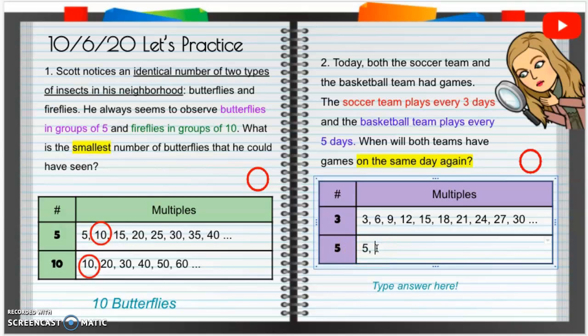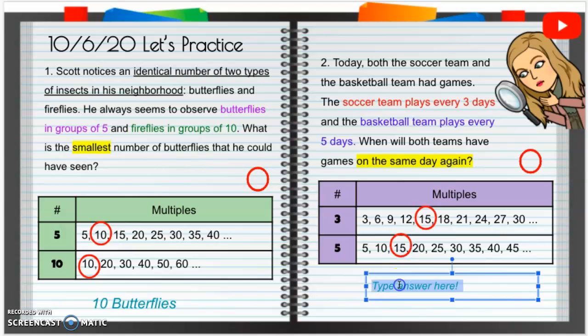Multiples of 5, we know these. 5, 10, 15, 20, 25, 30, 35, 40, 45, and so on. What is the first number they share? Do they share 3? No. 6, 9, 12, 15. 15! They share 15. That's the first and the smallest number they share. So, in 15 days, they'll play again.